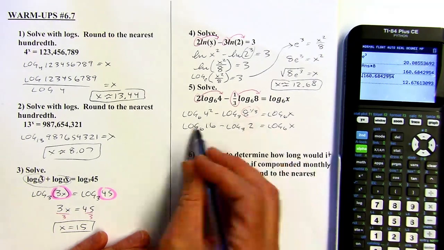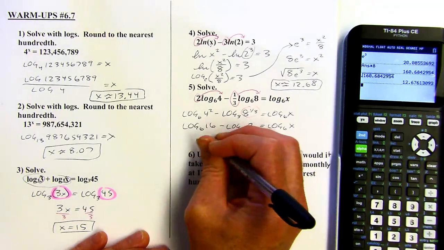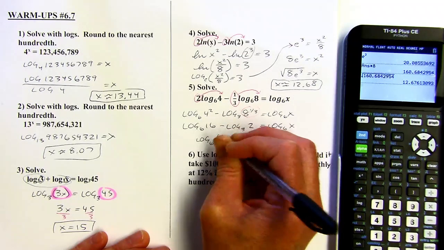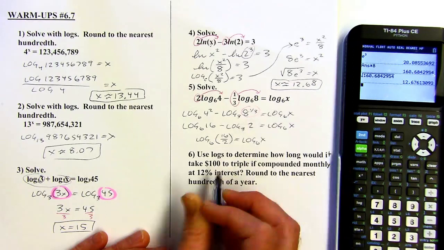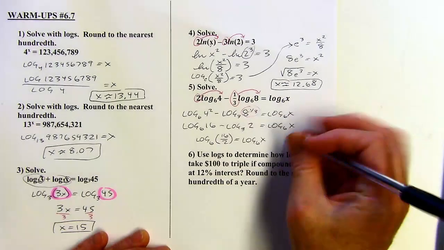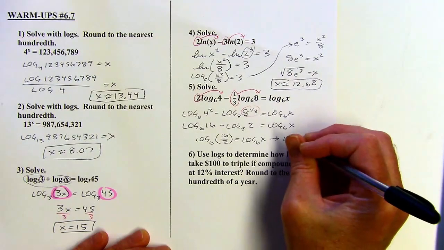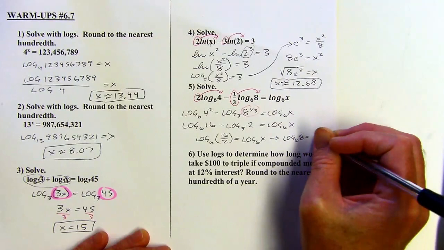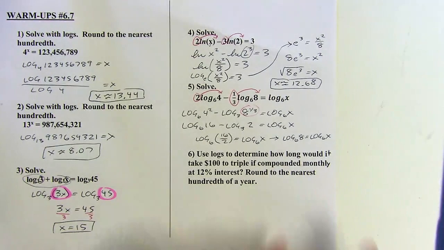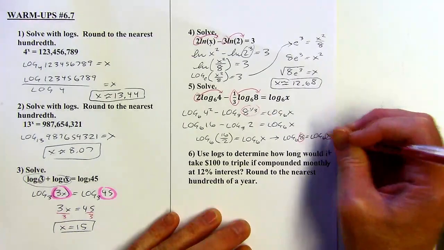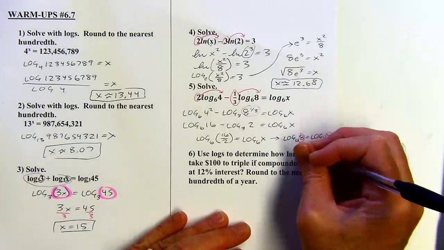Now when I combine these, since I'm subtracting, that means I divide the contents. And 16/2 is 8, so that means I've got log base 6 of 8 equals log base 6 of x. You could still combine these two by moving them both to the same side of the equation, but hey, I've got two logs with the same base that are equal to each other. That means their contents must be equal to each other. That means x is going to equal 8.